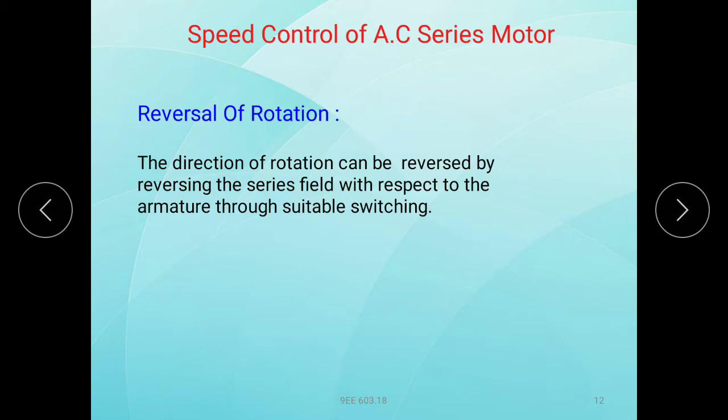For the AC series motor, the direction of rotation can be reversed by reversing the series field with respect to the armature through suitable switching. So very important, the direction of rotation can be reversed by reversing the series field with respect to the armature through suitable switching.